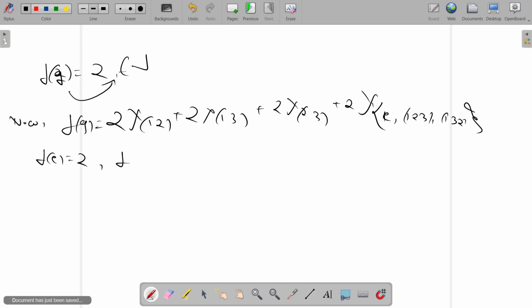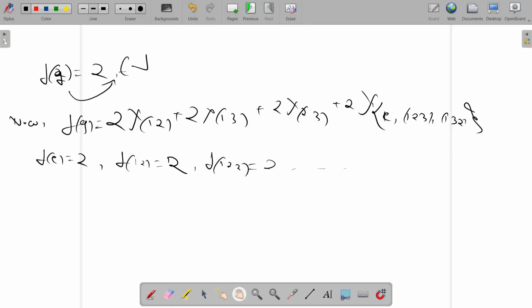f of identity is 2, f of (1 2) is 2, f of (1 2 3) will be 2, and so on. So basically we can actually span a constant function. So yeah, this actually will be the whole space. So the dimension will be 4.